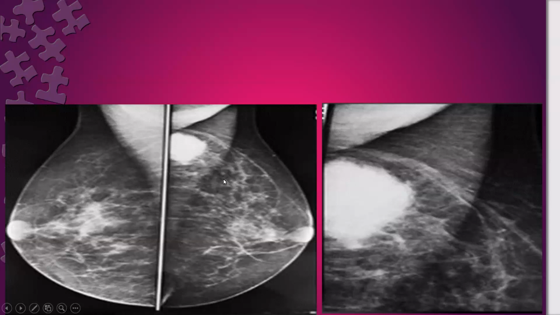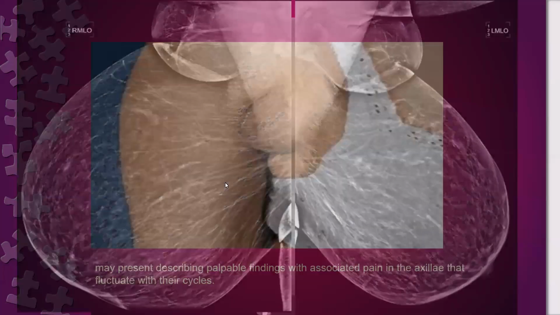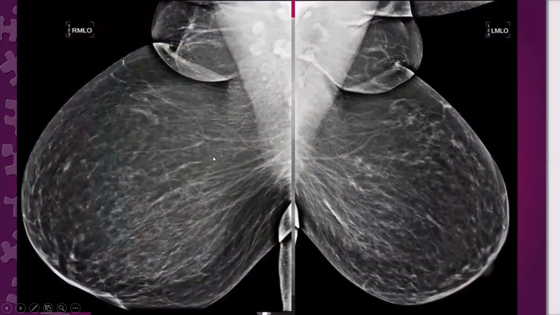It could be primary where? Okay, we'll see it later. Okay. What about this one? Bilateral accessory breast.